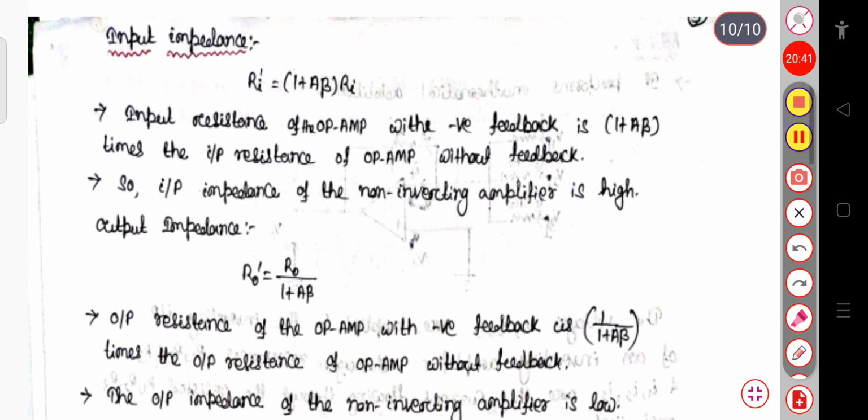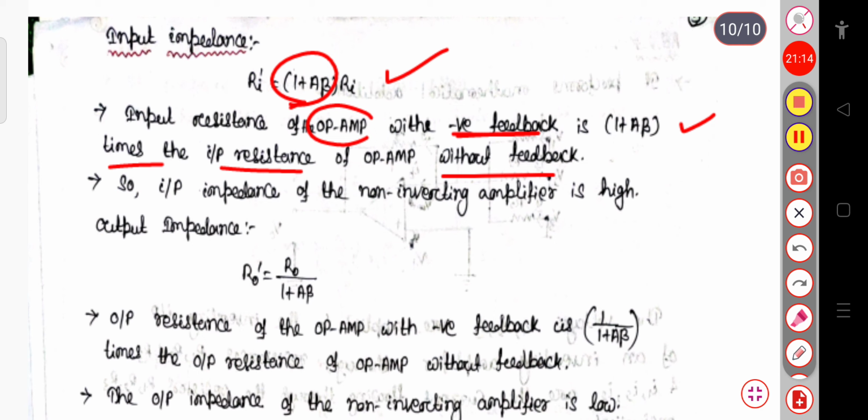Now if I calculate the input impedance, Ri prime equals 1 plus A beta whole into Ri. The input resistance of the operational amplifier with the negative feedback is 1 plus A beta times the input resistance of the op amp without feedback. So if I calculate the op amp input resistance with negative feedback, it will be 1 plus A beta times the input resistance of the op amp without feedback.